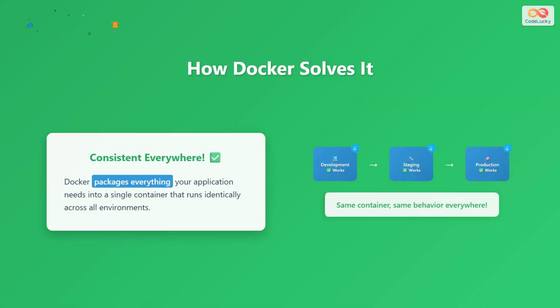Docker solves the environment issue by packaging everything your application needs into a single container that runs identically across all environments. No matter if it is a development, staging, or production environment, the same container ensures the same behavior everywhere. This eliminates inconsistencies and ensures reliable application deployment.